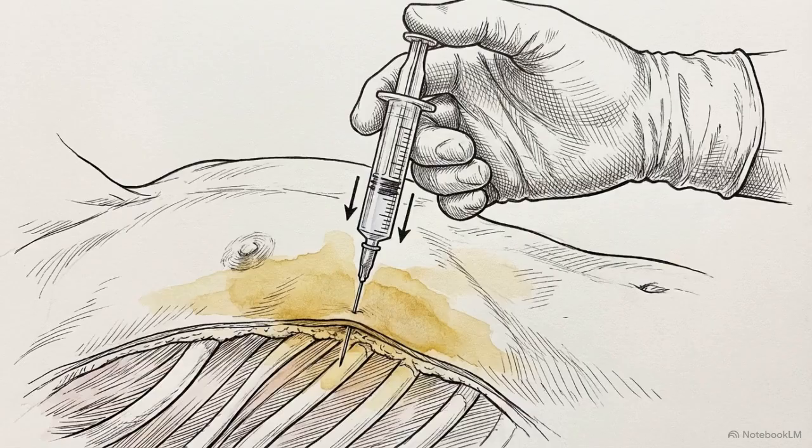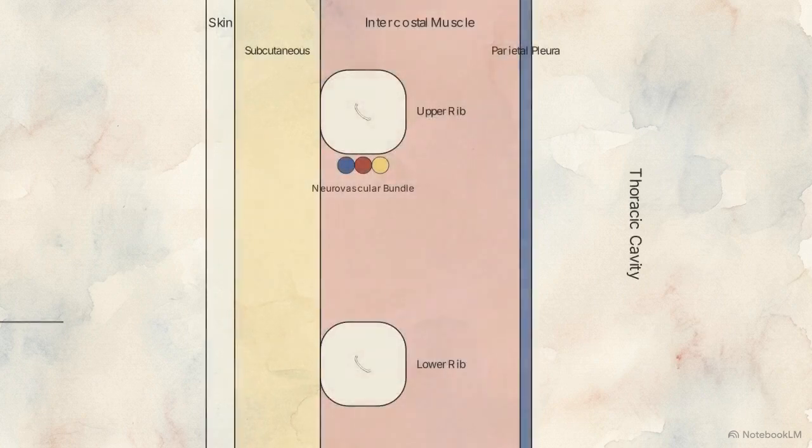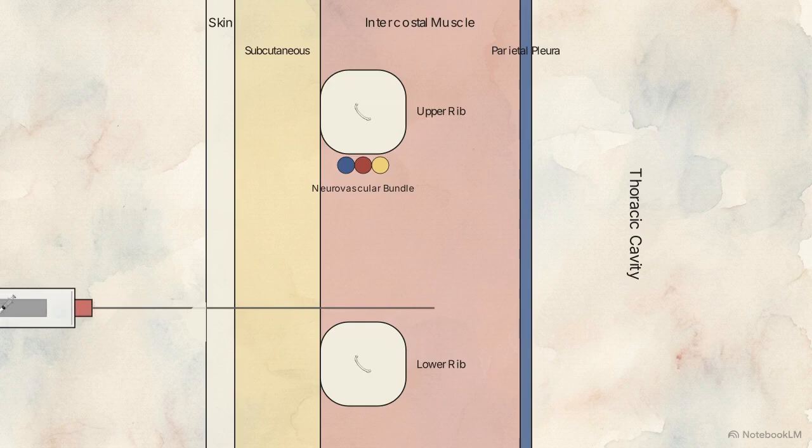Step 2 is the layered administration of local anesthesia and the initial incision. This cross-section shows the required chronological path of the needle. You form a superficial skin wheal and then drive the needle deeply through the subcutaneous tissue to systematically anesthetize the highly sensitive periosteum of the lower rib. From there, you execute a critical maneuver, walking the needle strictly over the top margin of that rib. You advance it slightly deeper to inject the parietal pleura.